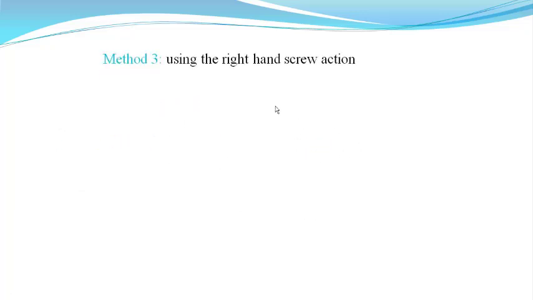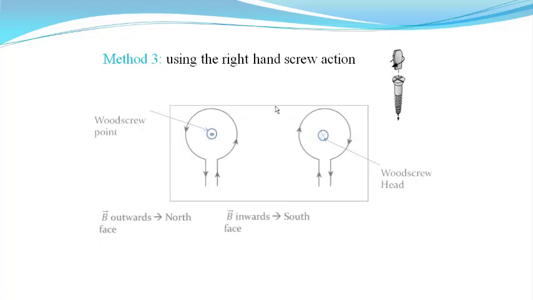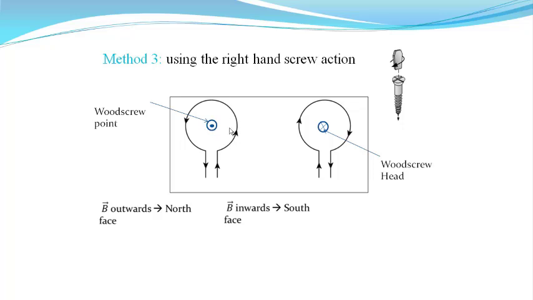Third method, using the right hand screw action. The first case is the action of removing the screw. Then, this is the wood screw point. So, the magnetic field is outwards the face. Therefore, this face acts as a north face. Whereas, in the second case, the screw enters the paper, so this is the wood screw head. Then B is inwards the face, therefore this face acts as a South Pole.